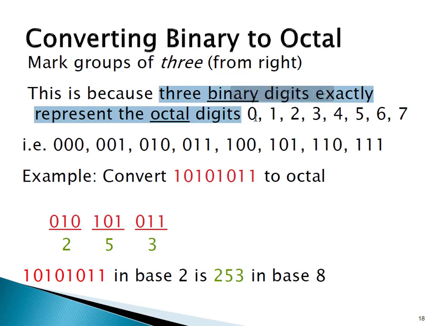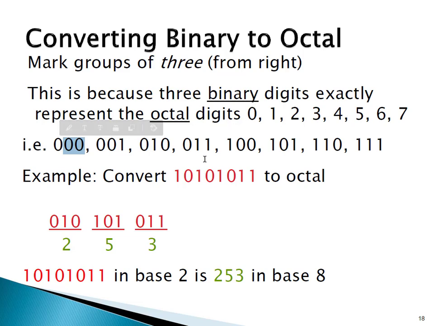Okay, so these are your octal digits, 0, 1, 2, 3, 4, 5, 6, 7, and 3 binary digits represents each octal digit. So here, 000 represents this 0. 001 represents this 1. 010 represents this 2. 011 represents this 3. 100 represents that 4. 101 represents that 5. 110 represents the 6. And 111 represents the 7.